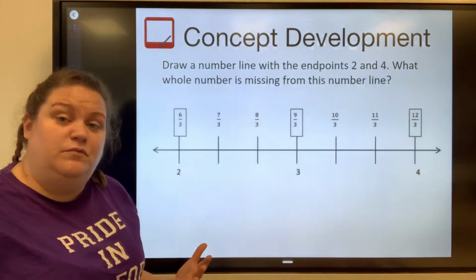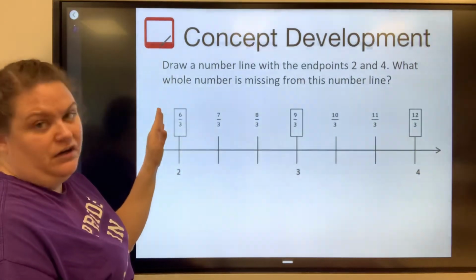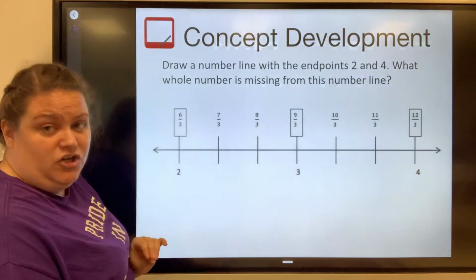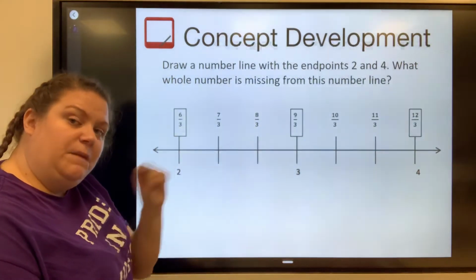So when you're dealing with fractions greater than 1, also notice that your numerator, your top number, is going to be larger than your denominator, your bottom number. So when we're doing those numbers, please remember they're going to be larger.